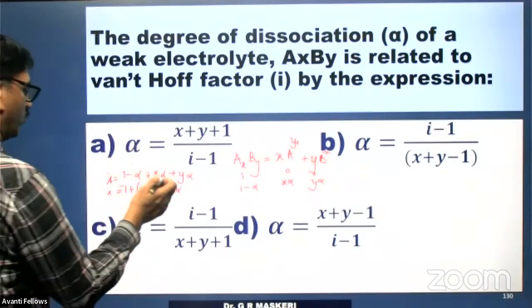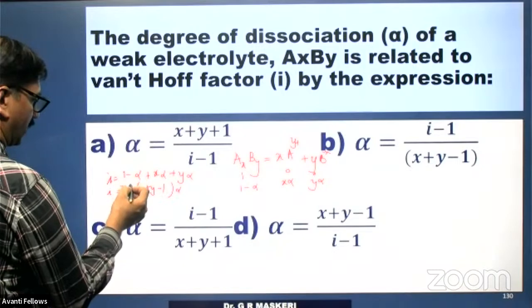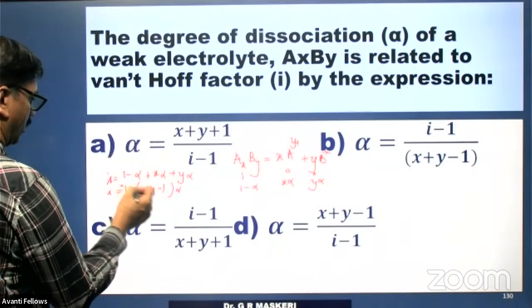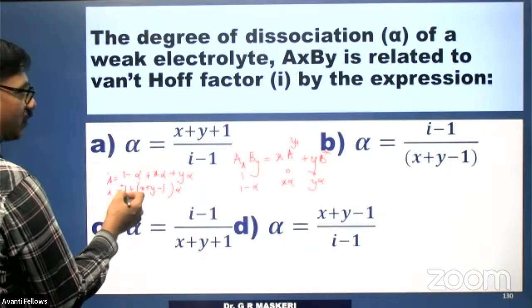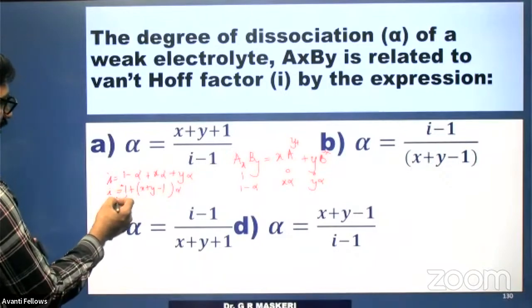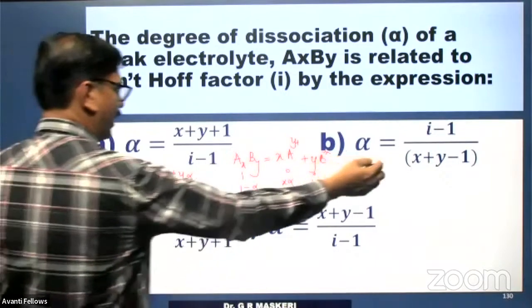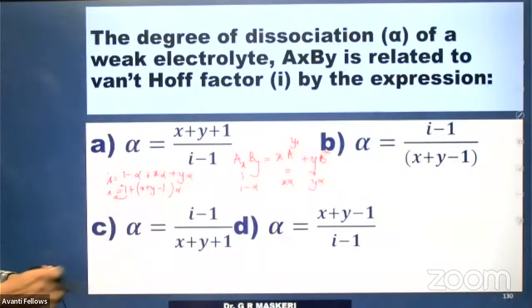Now, this is minus alpha, plus only we have taken. So this is I minus 1. I minus 1, the 1 is brought here. It is I minus 1, X plus y minus 1. This will be the denominator. So that is how you have got the answer, and the right answer. Good. You are very speedy.